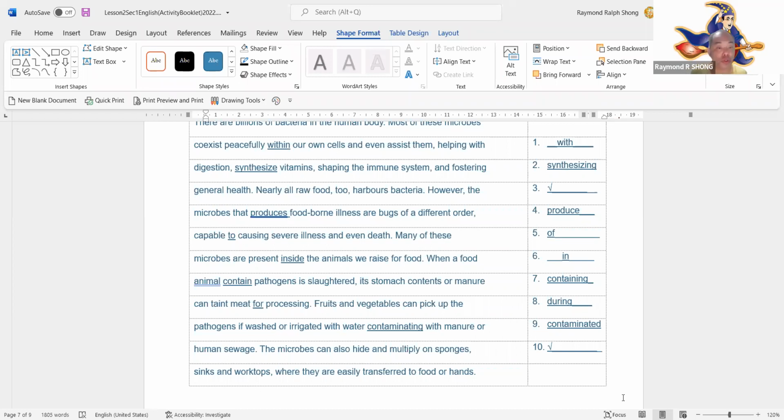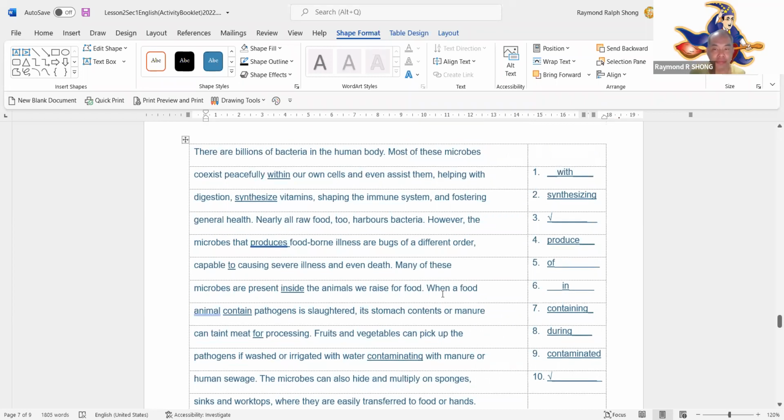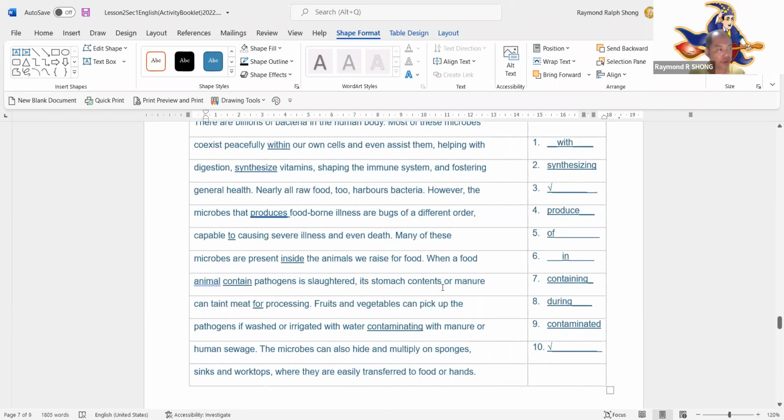Now, let's go to this. How many of y'all get it correct? 1 to 10? If you need a screenshot, take a screenshot. I need to move on.